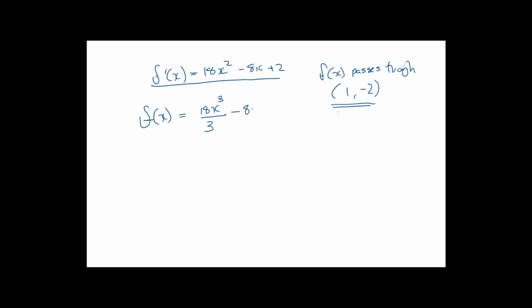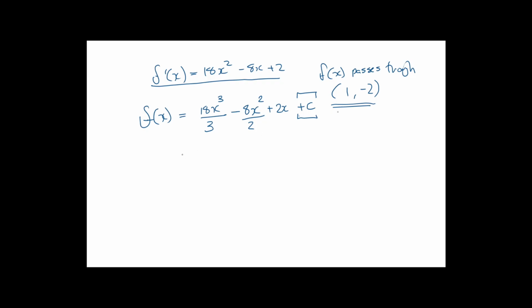Minus 8 stays there. The x stays there. Now the 1 becomes a 2, and we have to divide by that number. The 2 gets an x, and we have to have that plus c. So now we're in a race against time to find this plus c here.